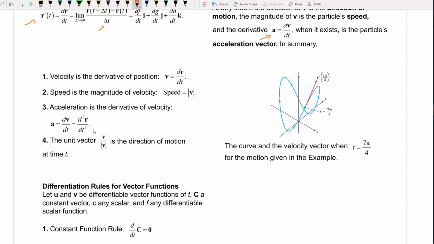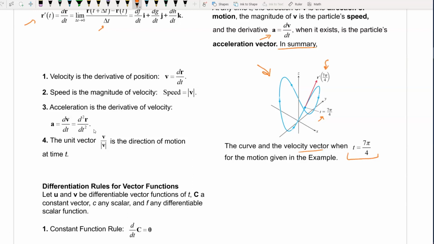And here we have this example in summary, the curve and the velocity vector when t is equal to 7 pi over 4 for the motion is what we have here. So this is t equal to 7 pi over 4. And on this part, we try to find the first derivative of this function. So this is our prime based on this point.